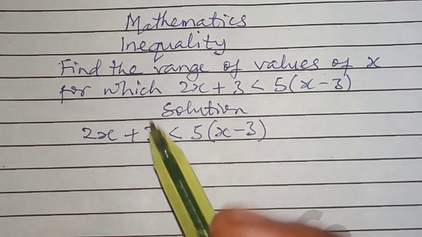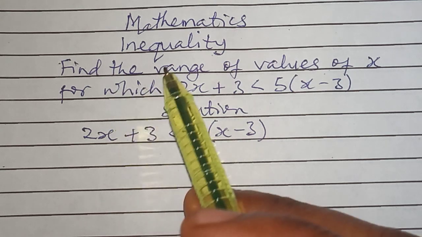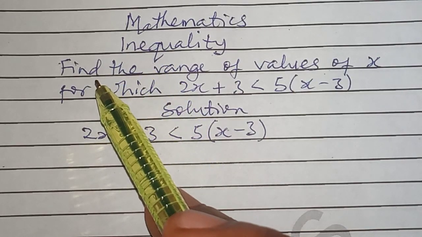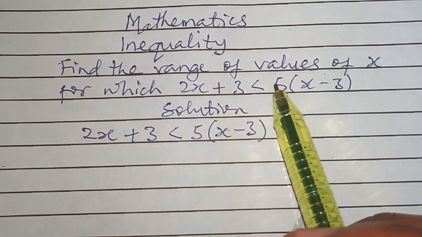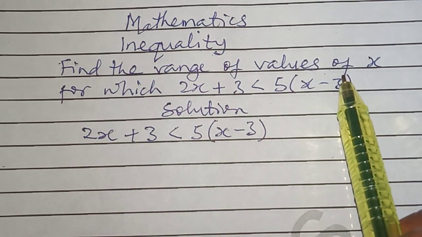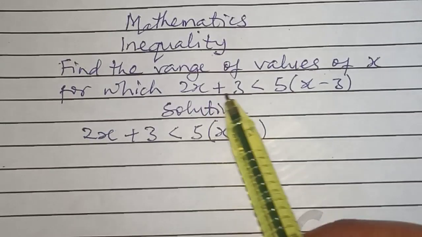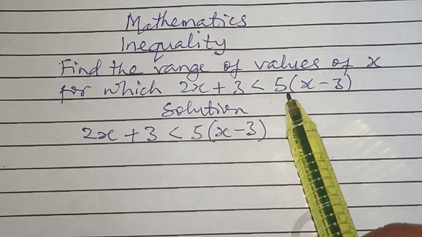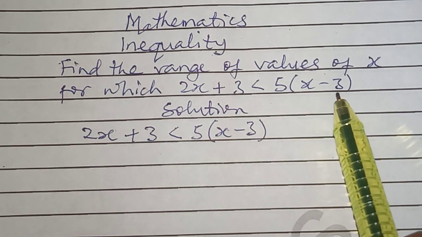Today we are going to look at this question under inequality. The question says, find the range of values of x for which 2x + 3 is less than 5 times (x - 3).